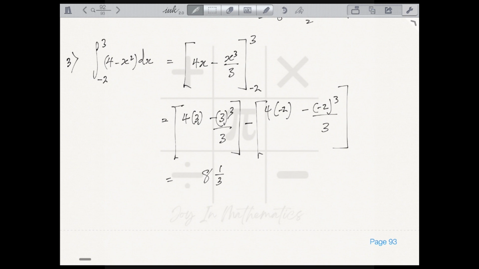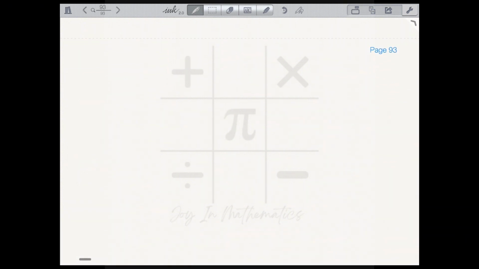Let's take another example, example 4. We are asked to integrate from 0 to pi over 2 of 3 sine 2x with respect to x. Now the first thing to do is to integrate 3 sine 2x, and after that we input our upper limit and our lower limit. So let's solve.